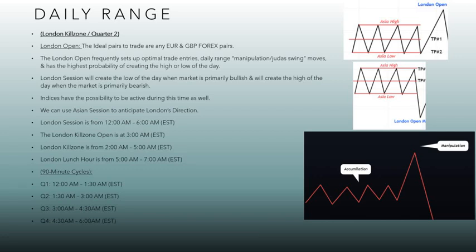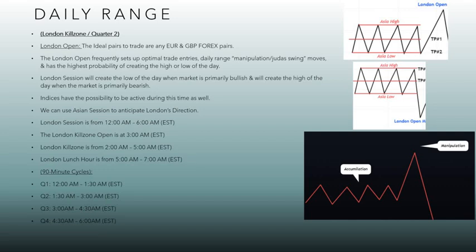Okay, the London Open frequently sets up optimal trade entries, daily range manipulation, otherwise known as the Judas swing moves, and has the highest probability of creating the high or low of the day. Okay? So, London session brings us to the manipulation phase. So remember, accumulation, manipulation, distribution. We accumulated liquidity in Asian session.